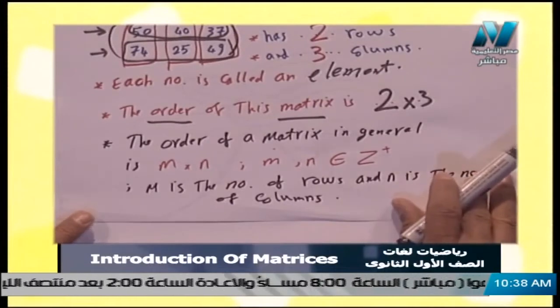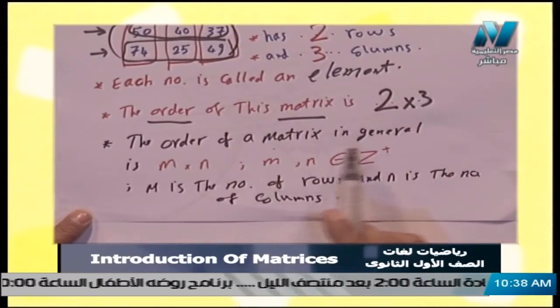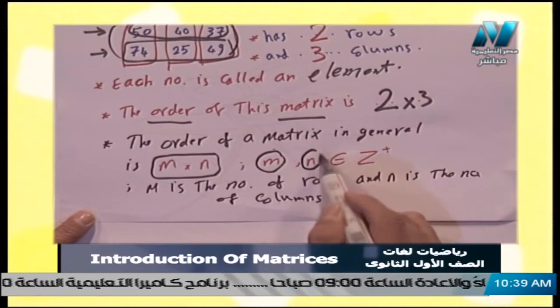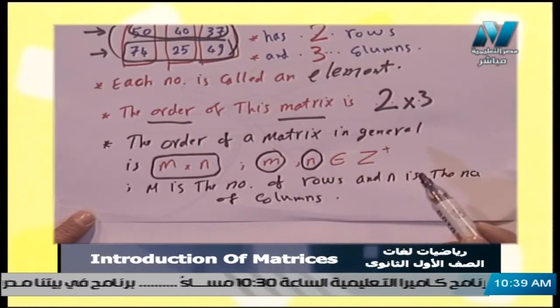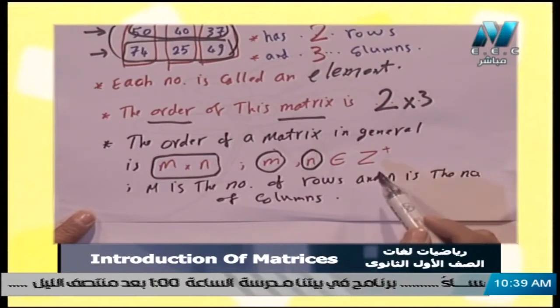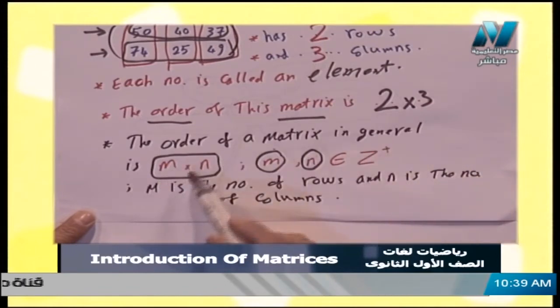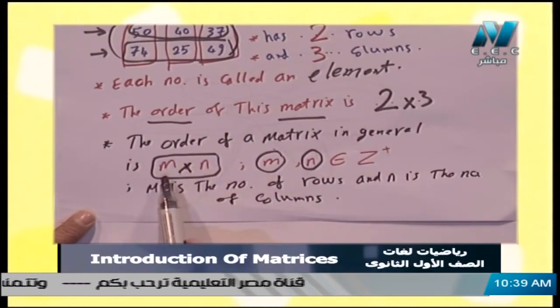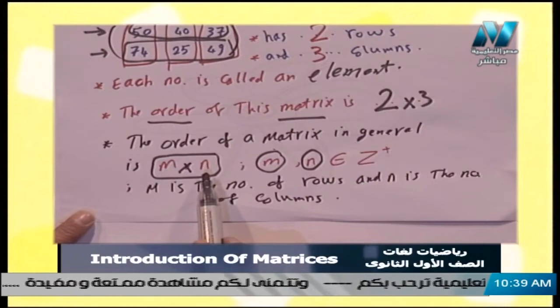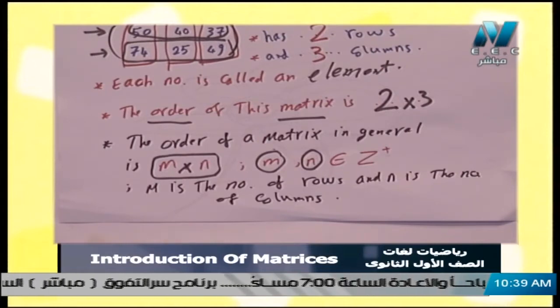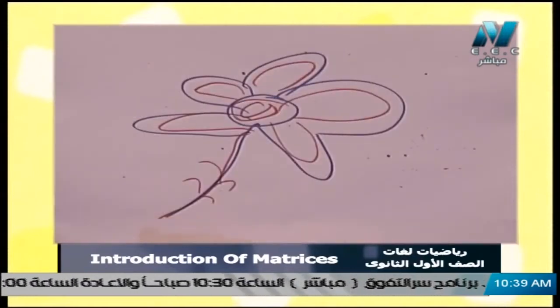Generally, we say that the order of a matrix is M by N. What are M and N? M and N must belong to Z positive. Z positive means no fractions, no decimals; it's only 1, 2, 3, 4, and so on. So in general, the order of a matrix equals M by N, such that M is the number of rows and N is the number of columns. Okay, let's move, my dear students, to the next example.